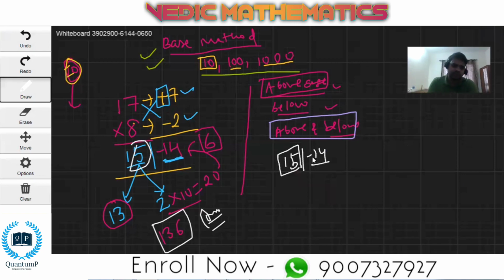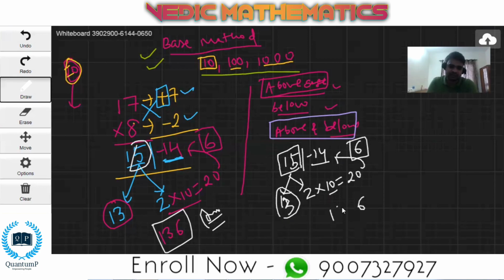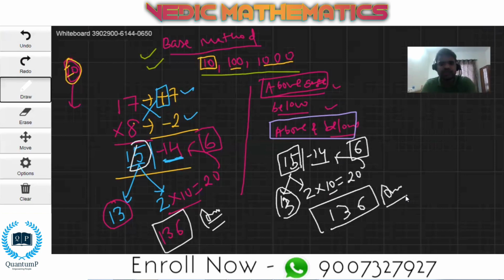So this 15 I'm splitting into 13 and 2. This 2 is multiplied with 10, because it's a 10 base. 2 into 10 is 20. That 20 will be subtracted by 14. 20 minus 14 is 6. So that 6 I'm writing on the right-hand side, and this 13 I'm writing on the left-hand side, making the answer 136, right? Correct. So you must be curious why we are splitting 15 as 13 and 2 only, right?